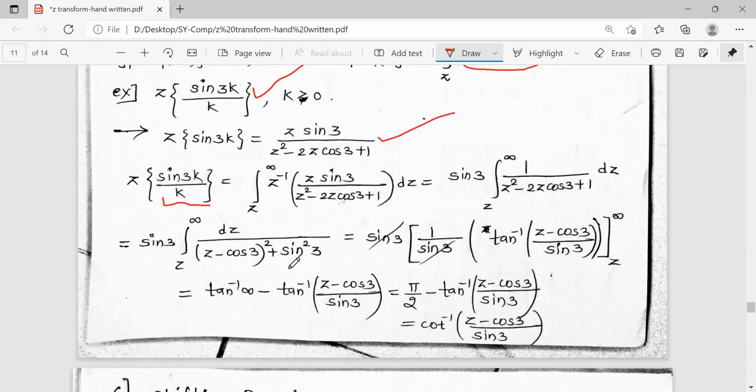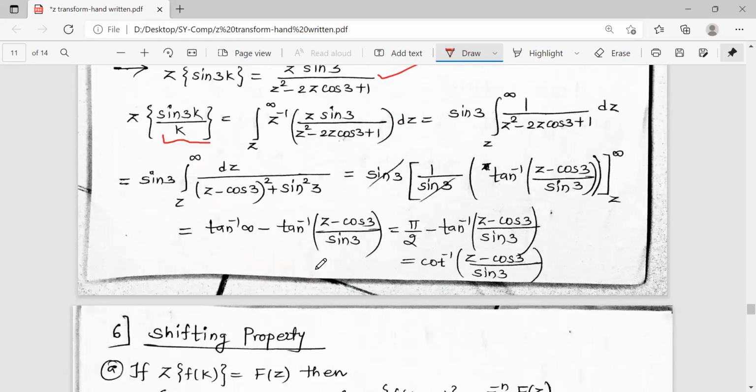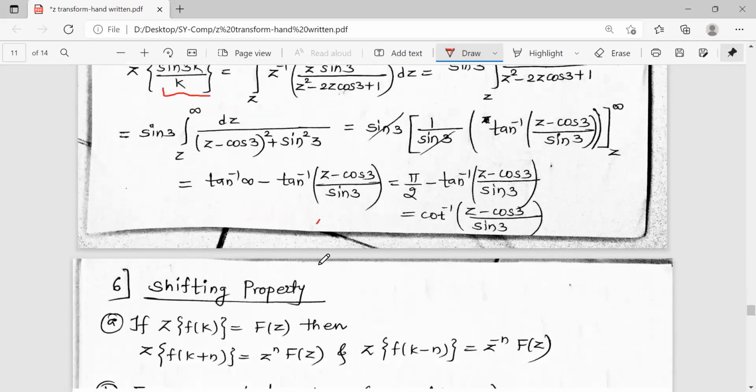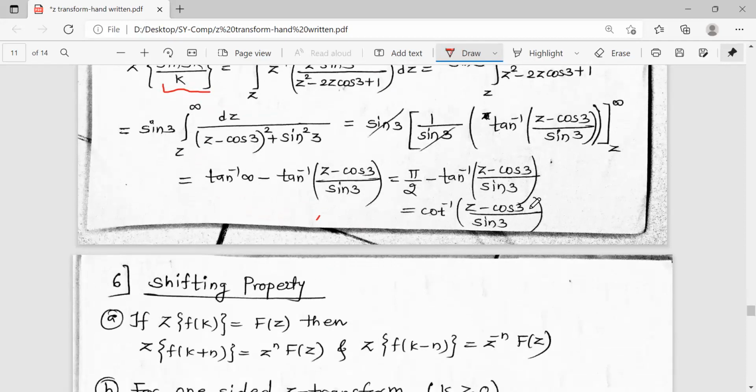So integration is to be carried out with the standard form. That means the denominator is adjusted and we do it with this form. Okay, I'll show you on the pad. This is the calculation for the integration, and the answer is calculated with the help of cot inverse z minus cos 3 upon sine 3.